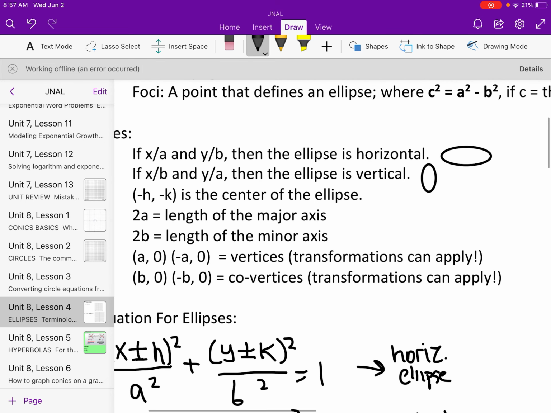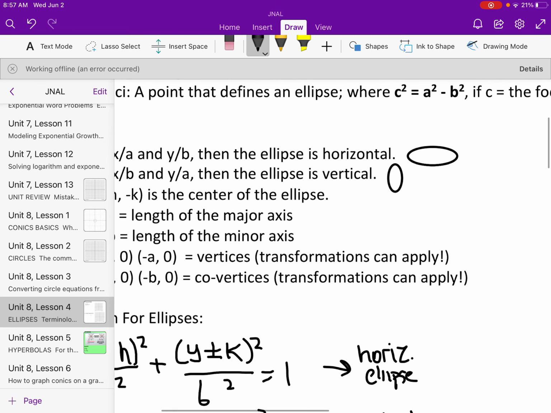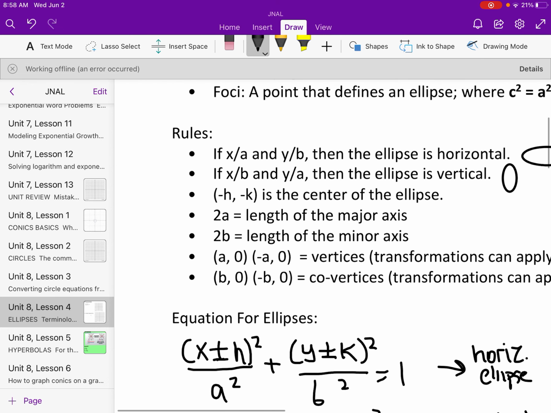And then there's foci. That is basically a point that defines an ellipse, and it's not very easy to explain mathematically because that's not our purpose. But when you need to find them, you use an equation that looks like the Pythagorean theorem, where that c could really be an f. But it's not the same, because it's not a squared plus b squared equals c squared. It's a squared minus b squared equals c squared. And c is the focus.